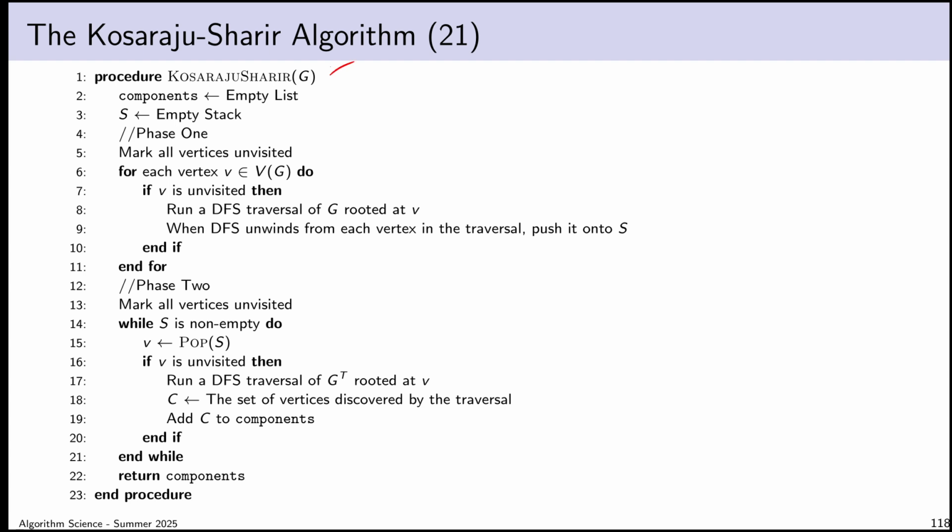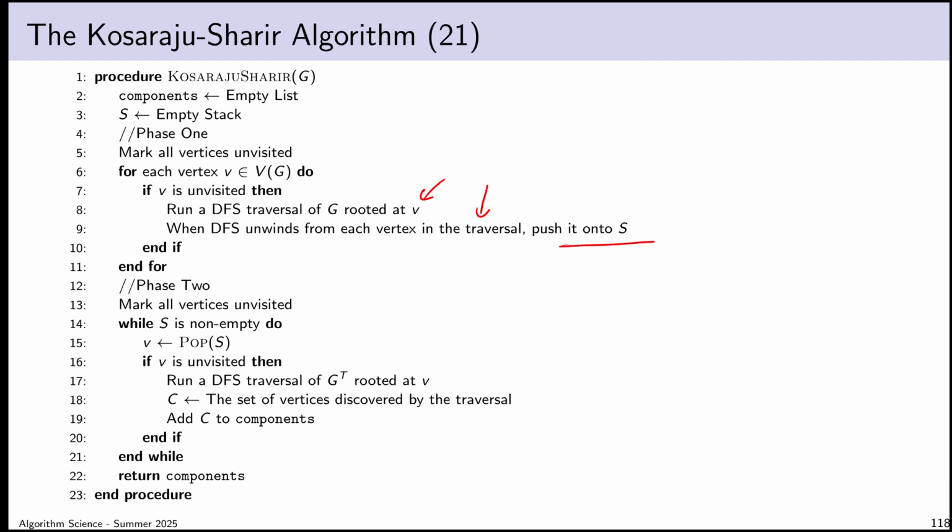So here is the pseudocode. It's a bit bulky, but only because I have to have 2 phases. So I make a list to store my components. In this example, I'm just going to represent my components as sets. So a component consists of a set of vertices. I create a stack, and then I begin phase 1. So I mark every vertex as unvisited. I just loop through all vertices and then look for unvisited ones. If I find a vertex that is unvisited, I run a DFS traversal rooted at that vertex. I didn't bother with pseudocode for that because we know what DFS is by now. And then when DFS unwinds from a vertex, so during the post-order visit of DFS, I push the vertex onto S.